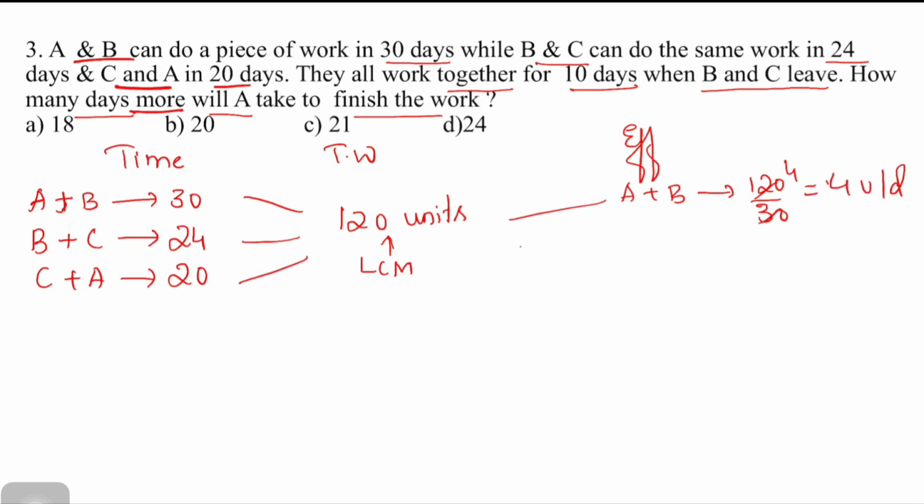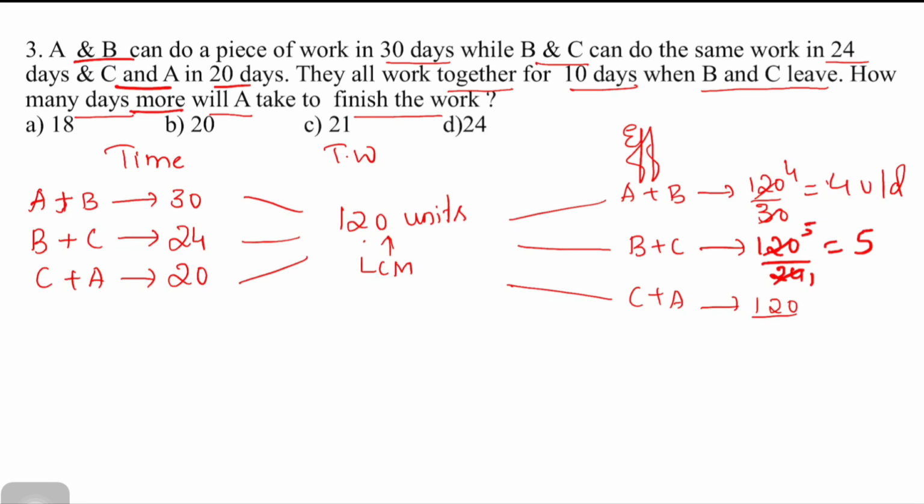Then B and C will do 120 units in 24 days. So in one day they will do 120 by 24, which is 5 units. Next, C and A together will do 120 units in 20 days. So in one day they will do 6 units. Okay, so in one day they'll do 6 units.